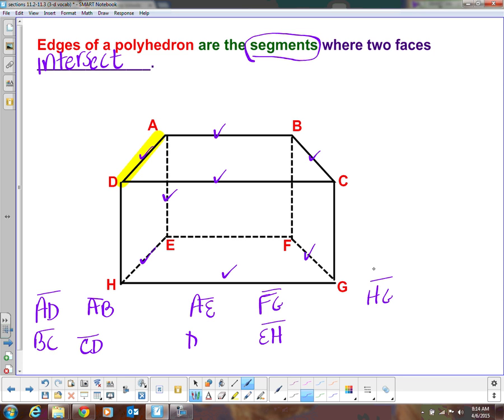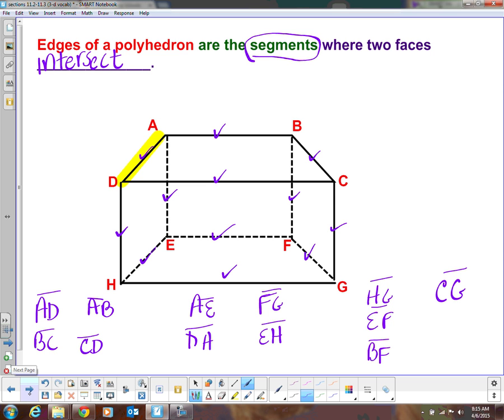We've got EF. There's more. Which one? BF. And I heard something with H. DH. Okay, so BF, DH, and CG. Did I mark them all? All right, lots of edges, aren't there?